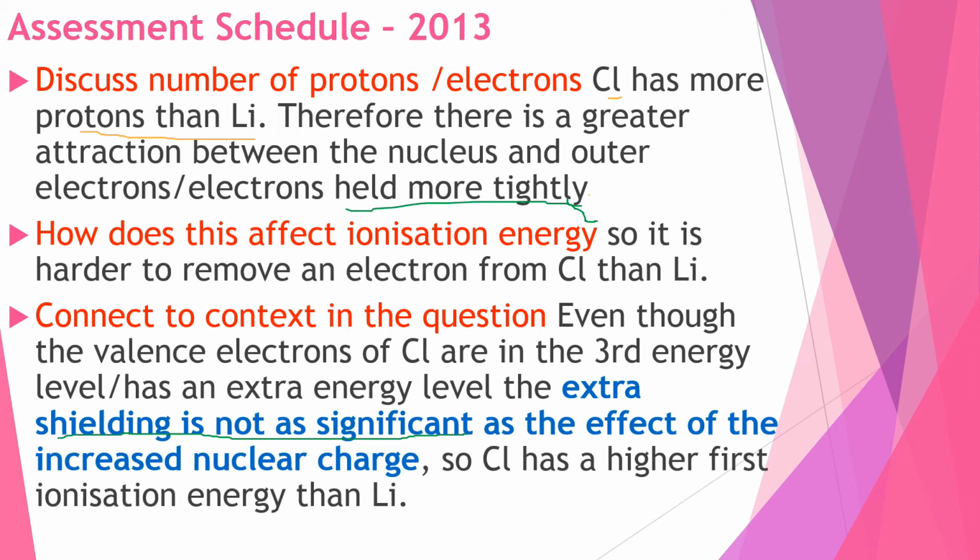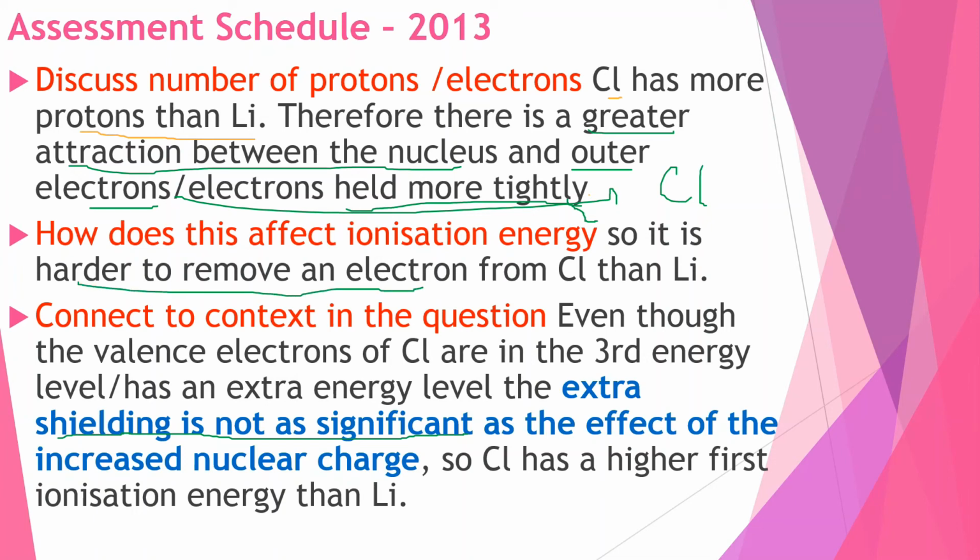So what are your key words here? You discussed that there's a greater attraction between the nucleus and the outer electrons for chlorine. That's your first key idea. So what does it do? It makes it harder to remove an electron. And the third idea is you do acknowledge that there could be that idea of shielding, but it is not as significant as the effect of increased nuclear charge, which means the fact that there are more protons in the nucleus. So there's an increased nuclear charge, and that is more significant than shielding.